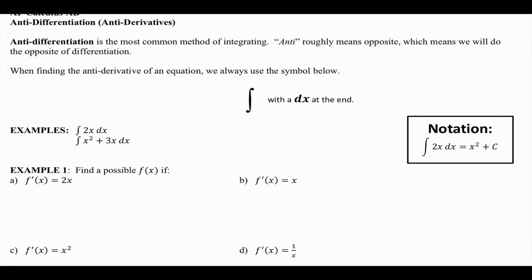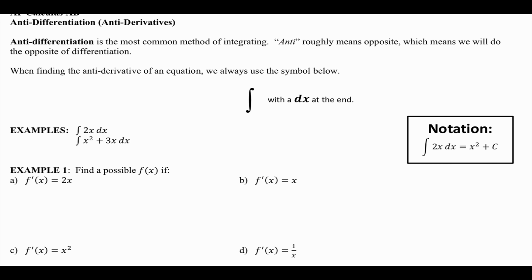And then it'll always have a dx at the end. You'll notice the examples have dx's at the end. What does that mean? I'll explain that later. I'm not going to talk about it right now because it'll confuse you even more. I just want to focus on finding the antiderivatives today.